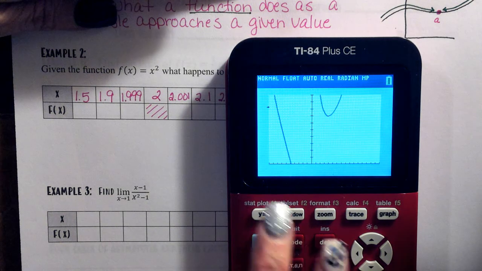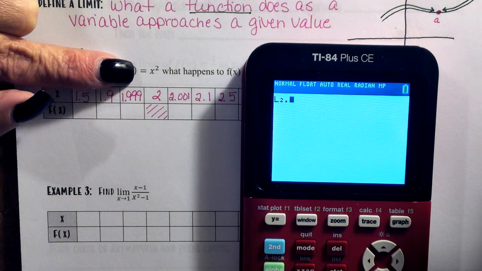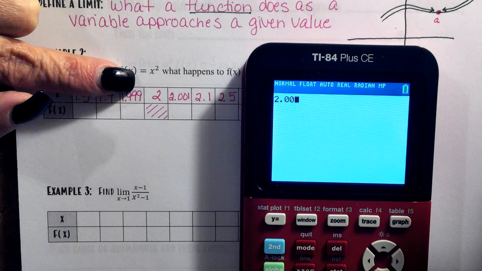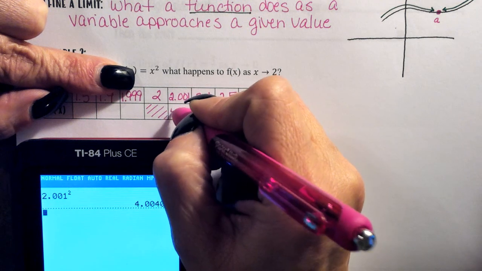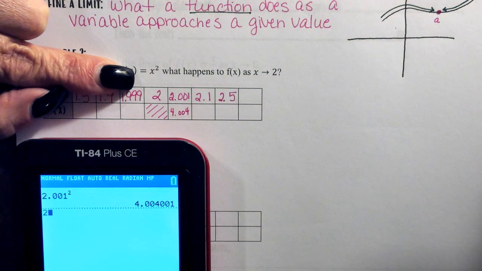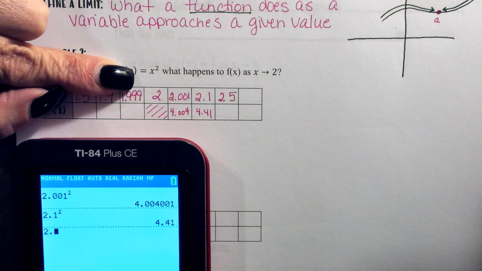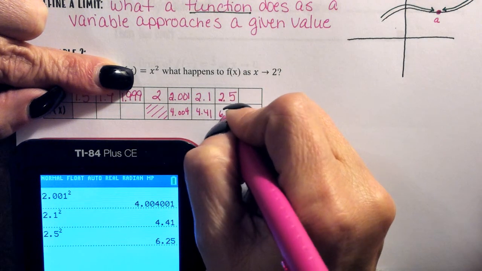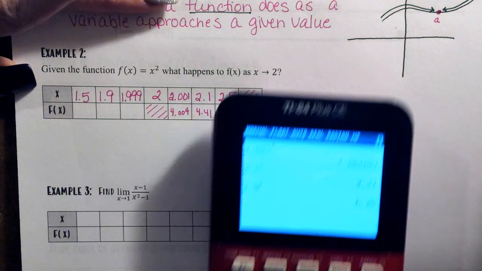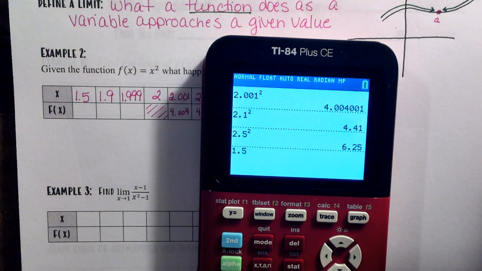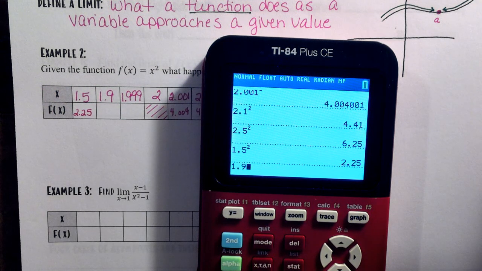Okay. So we're going to plug this into our calculator. Okay, there we go. So we're doing squares. I'm going to do 2.001 and square it, and I notice it is 4.004. I'm going to do 2.1 and square it, and it's 4.41. And I'm going to do 2.5 and square it, and it's 6.25. I had an extra one here. I thought I had marked that off, but I didn't. Okay. So now let's do 1.5 and square it: 2.25.